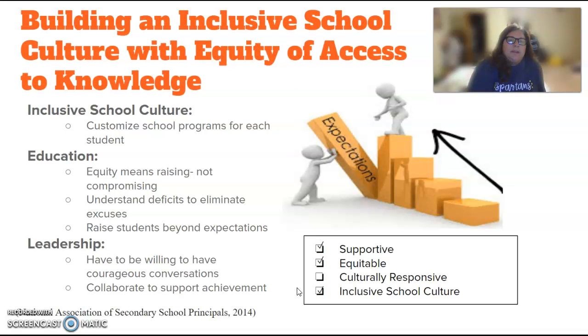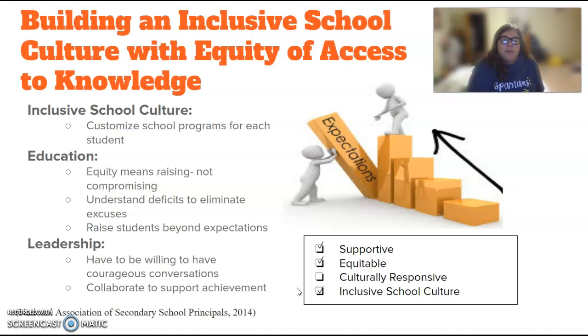The next one was building an inclusive school culture with equity of access to knowledge. In inclusive school culture, they said customize the school programs for each student, and that the equity must be raising and not compromising. We need to understand deficits to eliminate excuses, and we need to raise students beyond expectations. The leadership that they talked about in this article was that you have to be willing to have courageous conversations and be able to collaborate to support achievement.